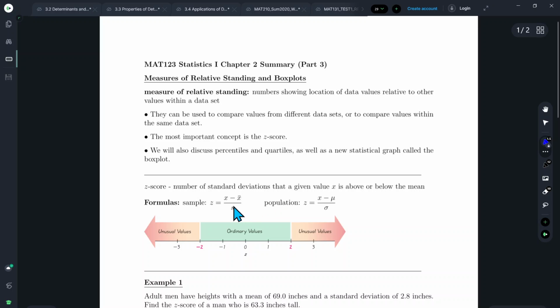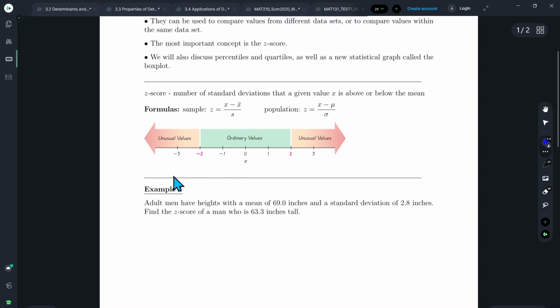Let's take a look at an example where we calculate a z-score and interpret what that means in terms of the data set. In example 1, we are given that adult men have heights with a mean of 69 inches and a standard deviation of 2.8 inches. Let's assume this is the population of adult men, so the mean is mu, 69, and the standard deviation is sigma, 2.8. We want to calculate the z-score for a man who is 63.3 inches tall.